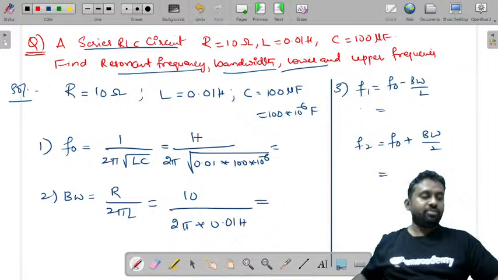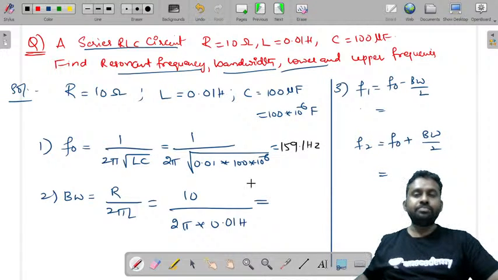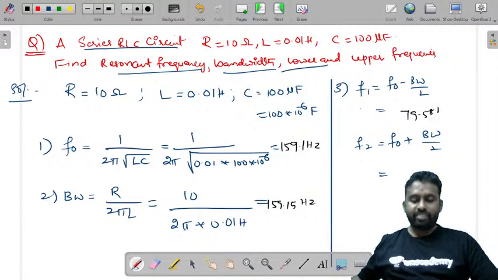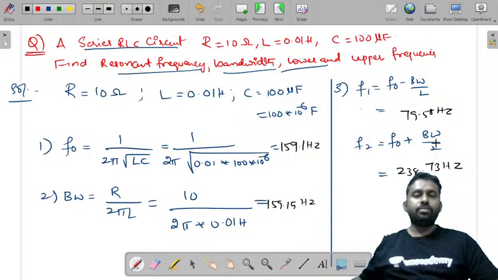F naught is equal to 159.1 hertz and bandwidth is 159.15 hertz. If you find F1, it is 79.58 hertz, and F2 is 238.73 hertz. So these are the values.